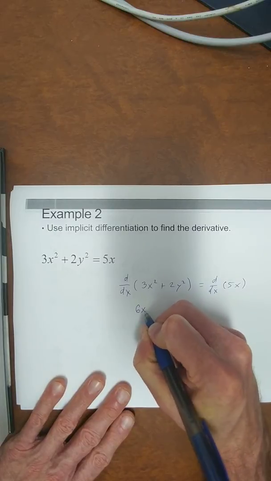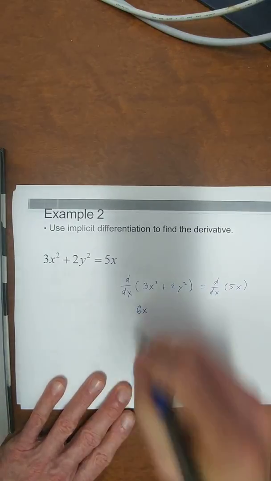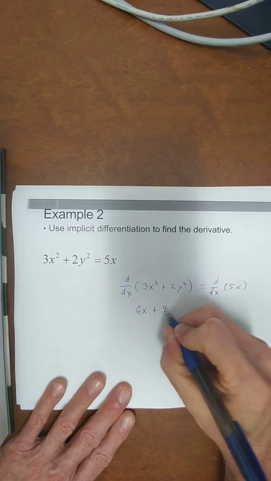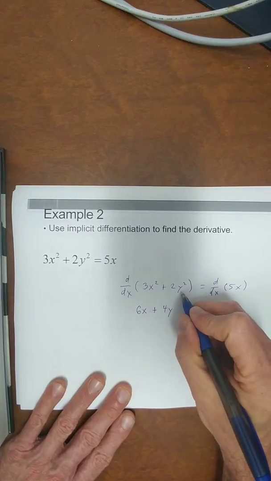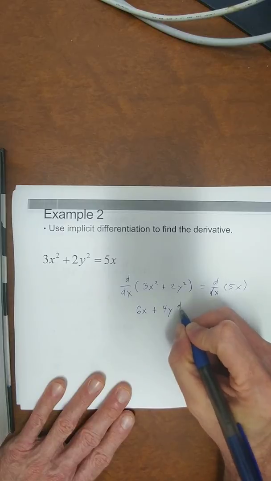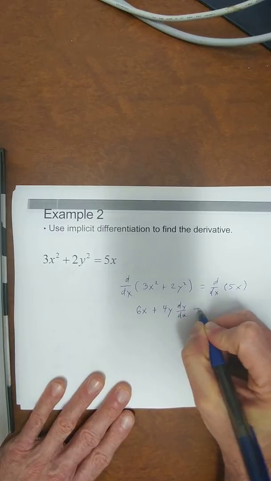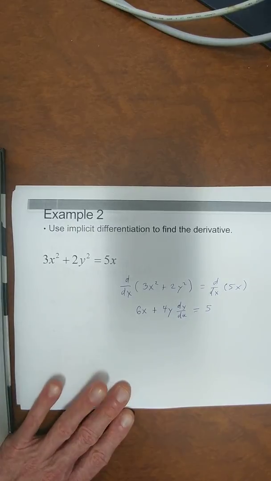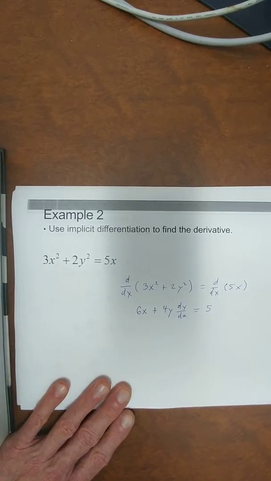So we'll get the derivative of 3x squared is 6x. Remember, the only variable is x, so we don't need to use the chain rule. Here, we will have to put dy/dx because it is a function of y. So 2y squared's derivative is 4y dy/dx equals, and the derivative of 5x is 5. So I took care of the derivative part.